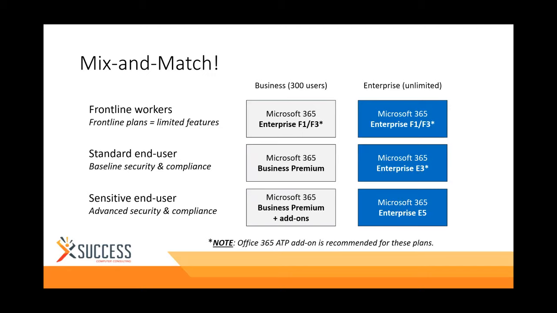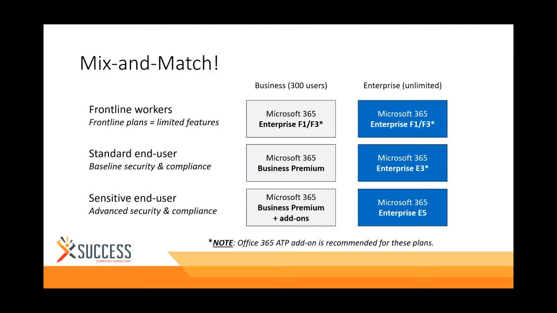But yeah, you can mix and match. You don't have to only stick to business or only stick to enterprise. Now, if you do have frontline workers, you could just leverage the enterprise plans, F1 or F3, just like you would in the enterprise. Now, if you're a small business and you have a standard end user, the chances are that user is going to find everything they need with Microsoft 365 Business Premium. Very, very high chance that that's all they need. And of course, on the enterprise side, if you don't qualify for business plans, you would probably be looking at that E3 SKU for a standard, run-of-the-mill information worker.